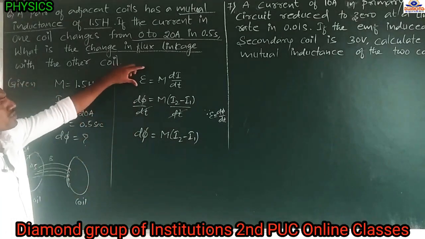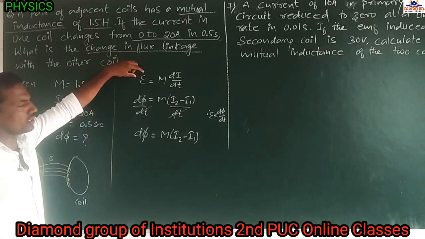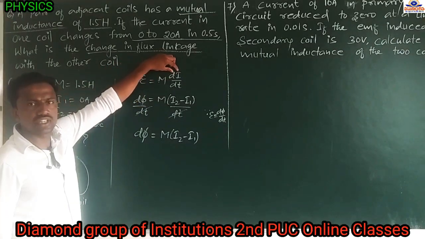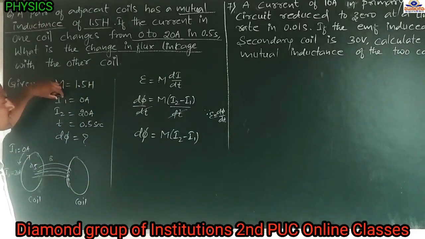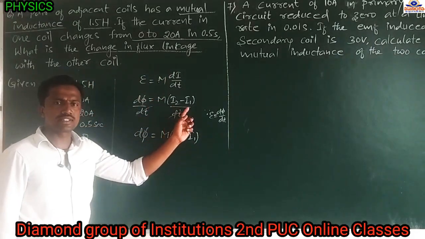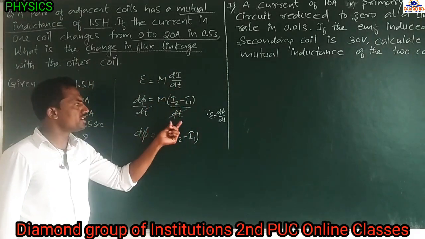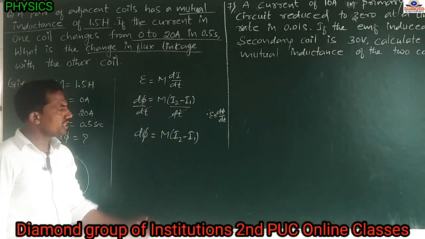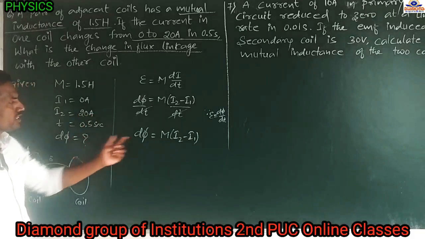Okay, we haven't done anything, we just wrote the formulas. In place of EMF we are writing dΦ by dt. M value is as it is. Change in current: there are two currents, I1 and I2, that's why we are writing I2 minus I1. Then dt is as it is. This dt gets cancelled. Then this is the equation. Add the values in this formula.